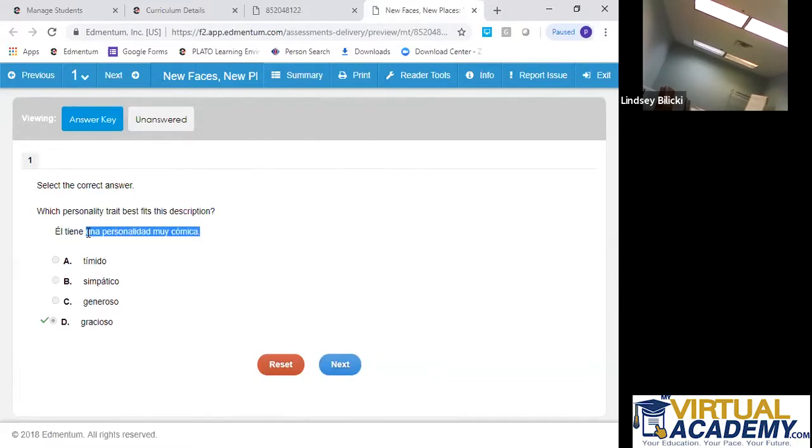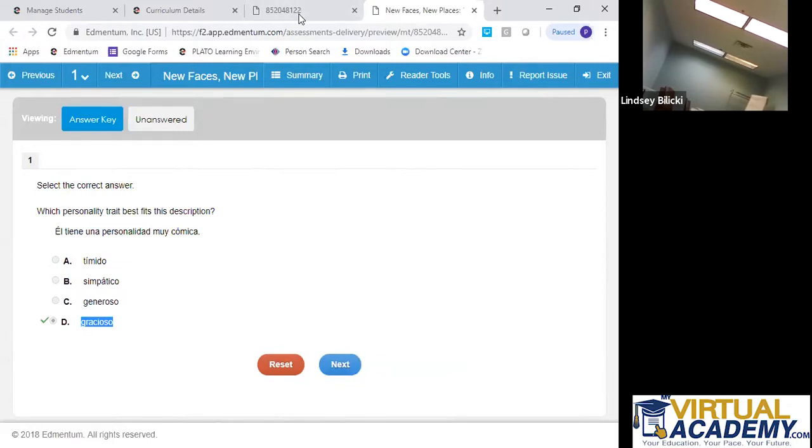So this looks like the English word personality. He has a personality that is very cómica. So cómica looks like the English word comic, which means funny. So we would want to try and find another word here that means funny or is similar to funny. So tímido does not work because that's shy. Simpático does not work because that's nice. Generoso looks like generous. So gracioso makes the most sense. So we're going to double check. Gracioso should be similar to funny, which is cómica.